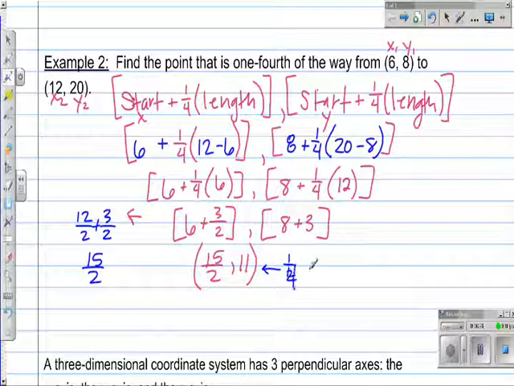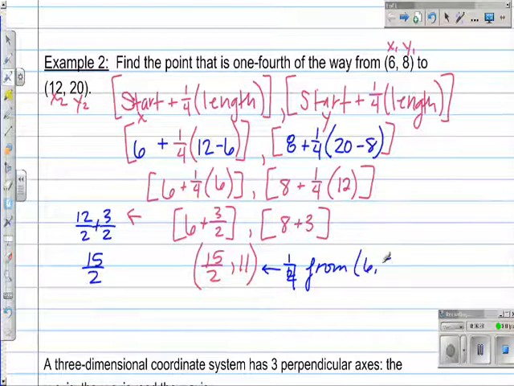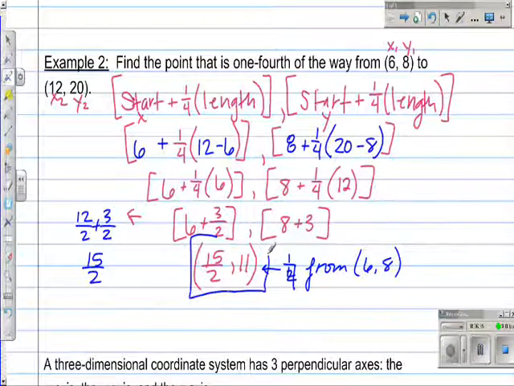So that would be your point 1/4 of the way from 6, 8 to 12, 20. Oops, 1/4 from 6, 8. Now 1/4 of the way from 12, 20 would be different. So that would be our answer. You could also call that 7.5, 11, but improper fractions will be better.